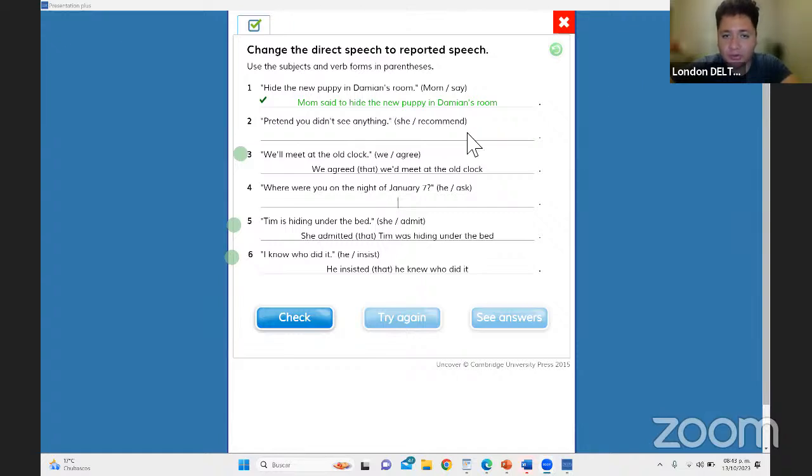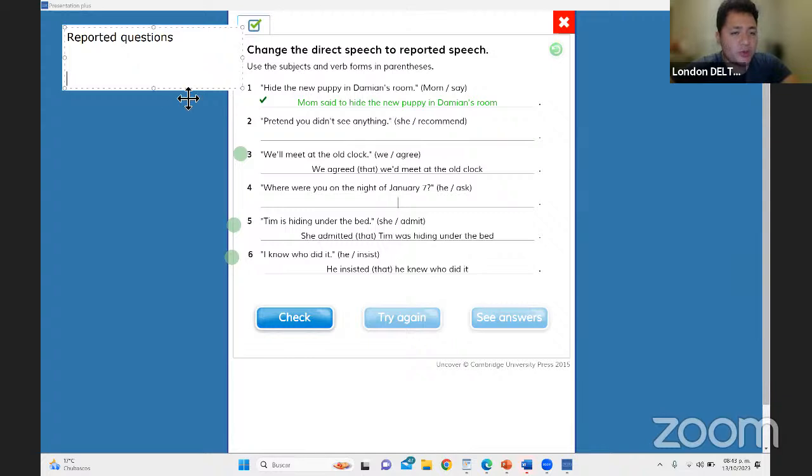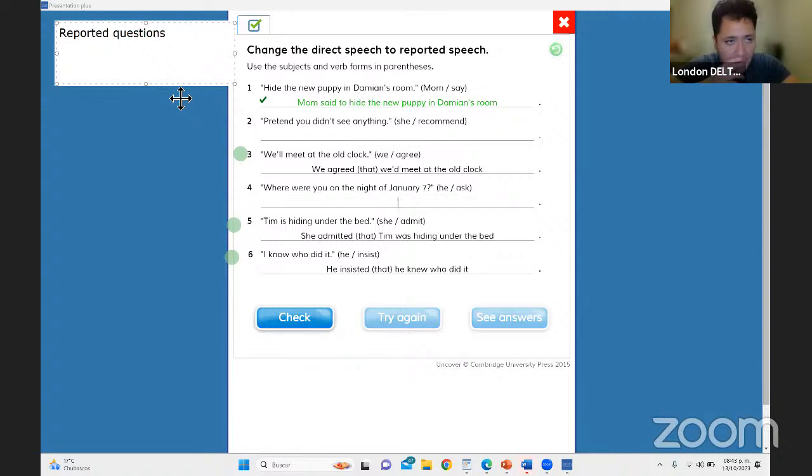Okay. You can also report questions. When you report questions, so cuando repetimos preguntas, reported questions. What do we do in this case? Okay, so in reported questions, you also use backshift. También se utiliza backshift, es decir, cambiar el tiempo. But in this case, we have to pay attention if we have a WH question or if we have a yes, no question. Okay, so this is the first thing. We have a WH question or a yes, no question.